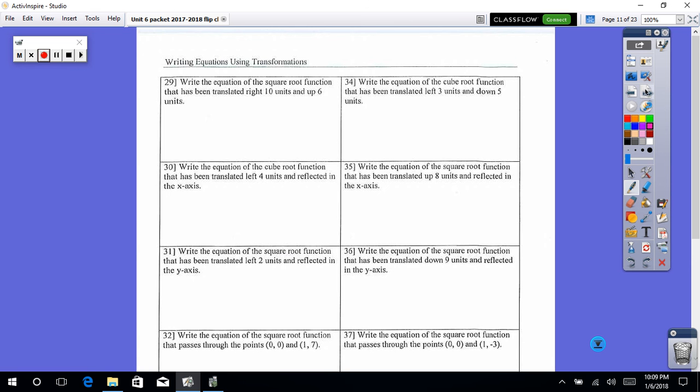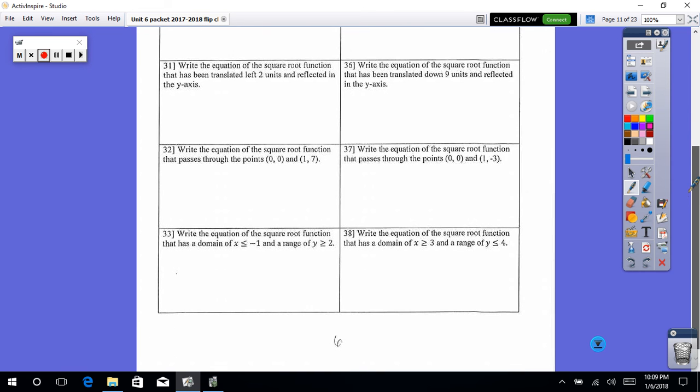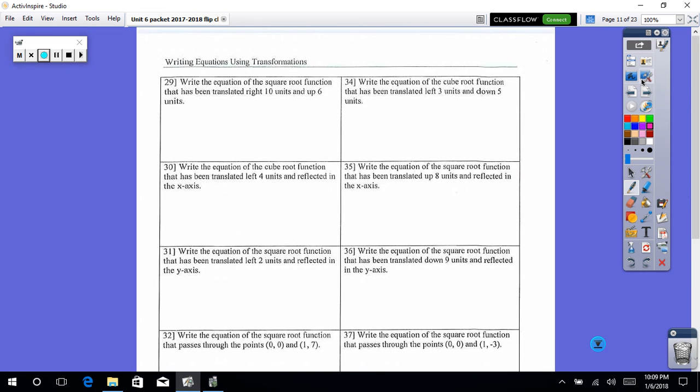Okay, still working with graphing today. Open, I believe this is page 6. Okay, on page 6 we jump into some word problems. Instead of them giving us a graph, they're just going to tell us what transformations were made, and we have to write the equation from there.